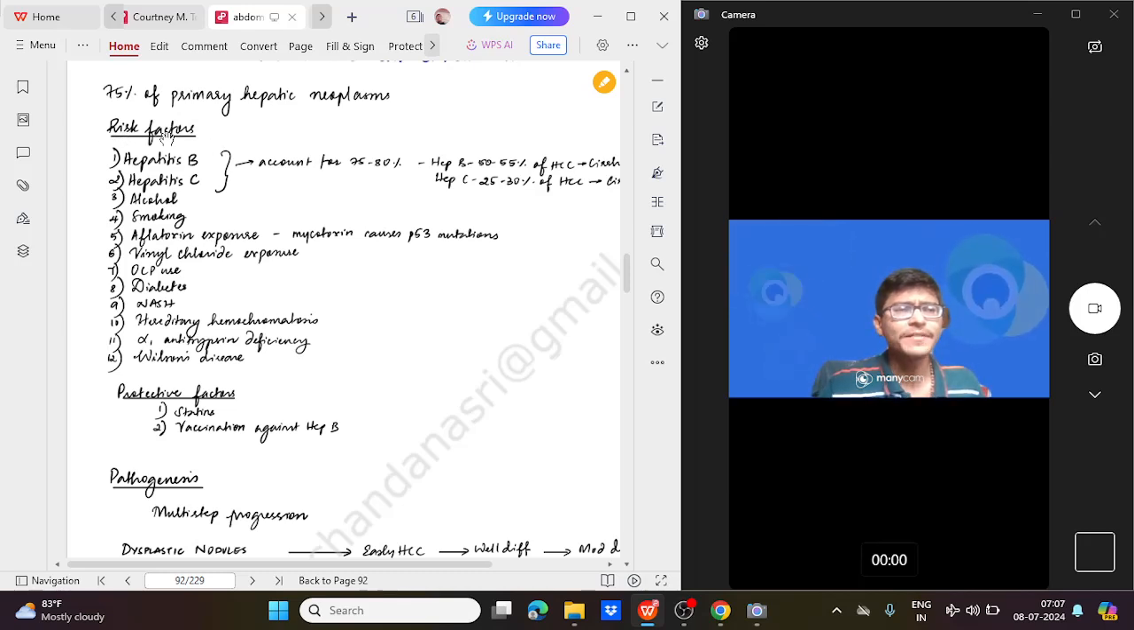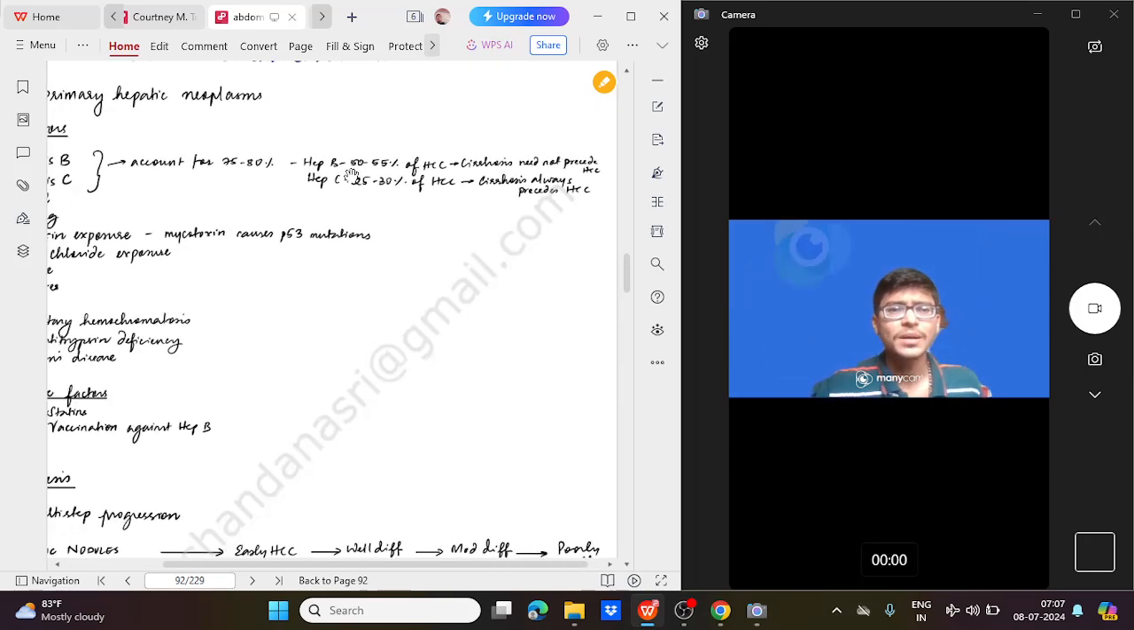So we'll go ahead with risk factors. What are the risk factors primarily causing cirrhosis? That will be hepatitis B and hepatitis C, which account for 75 to 80% of these cases. To be more precise, it is hepatitis B which causes 50 to 55% of HCC. And here we have to see that cirrhosis need not precede HCC.